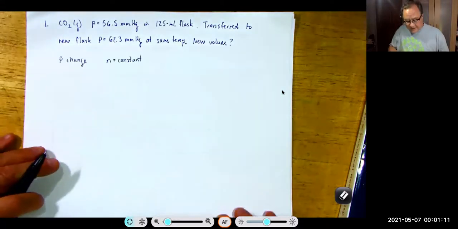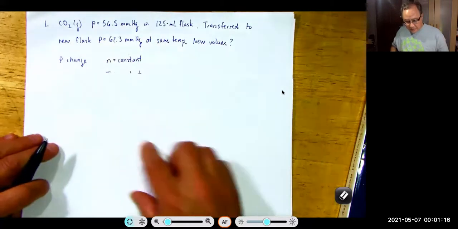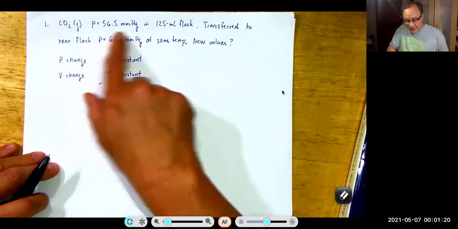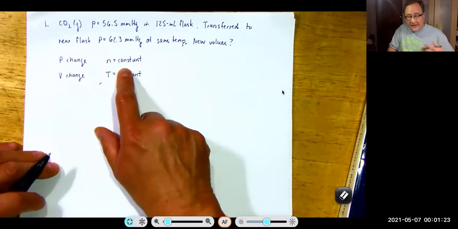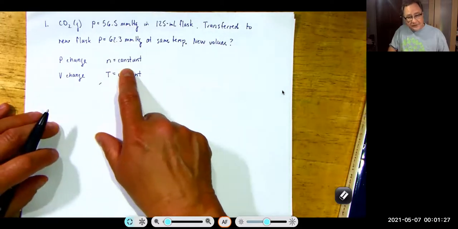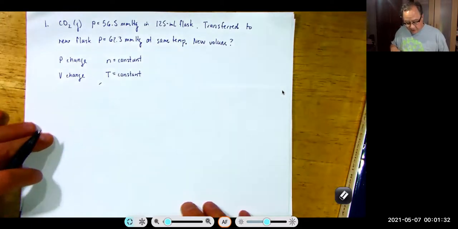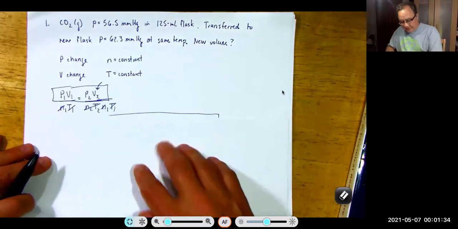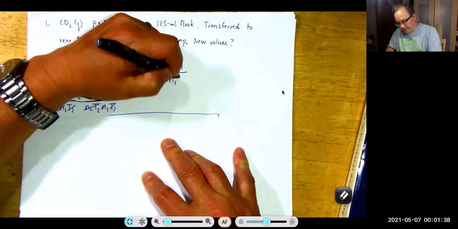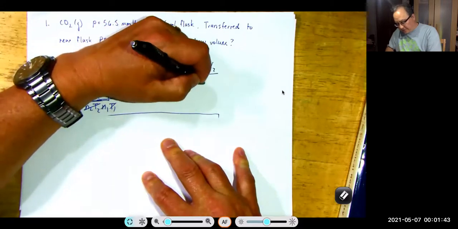So here we can see that the pressure changes definitely, and presumably the volume changes. But since the gas is transferred to a new flask and it doesn't say that gas was lost or gas was added, the moles of gas are constant, and it does say the temperature is constant. So here, this means that you want to use this equation, P1V1 over N1T1 is equal to P2V2 over N2T2.